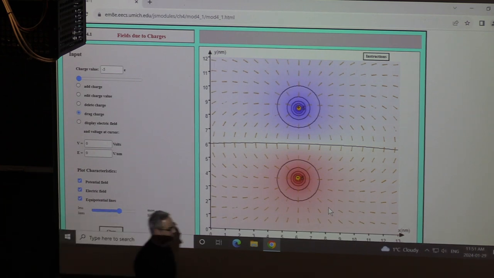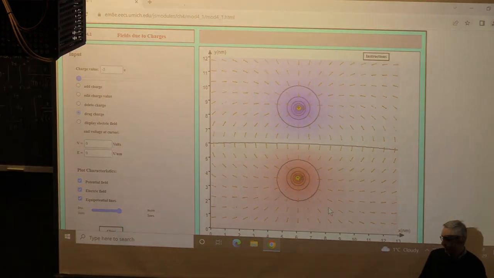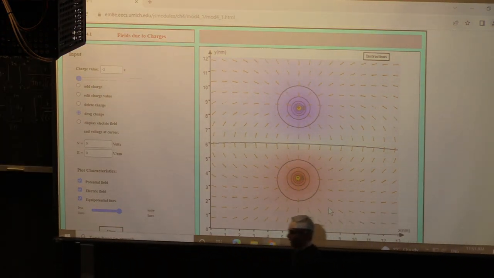All right, so that is all I had to say about the potential of a dipole. Any questions?